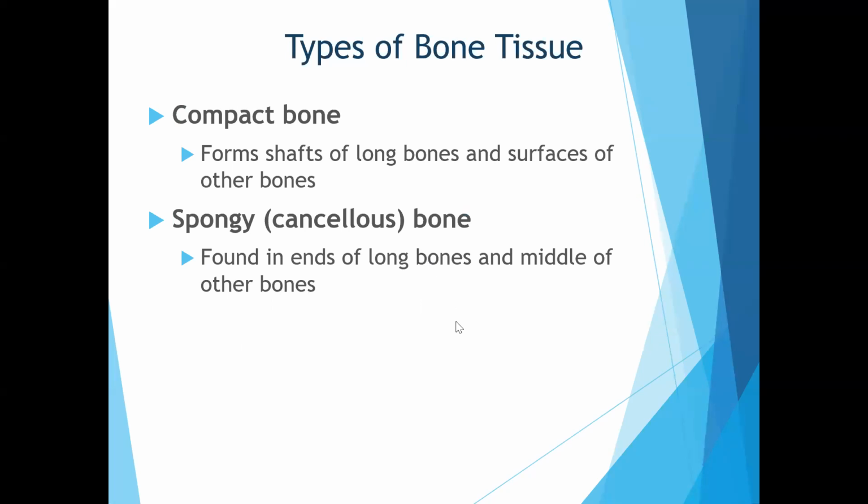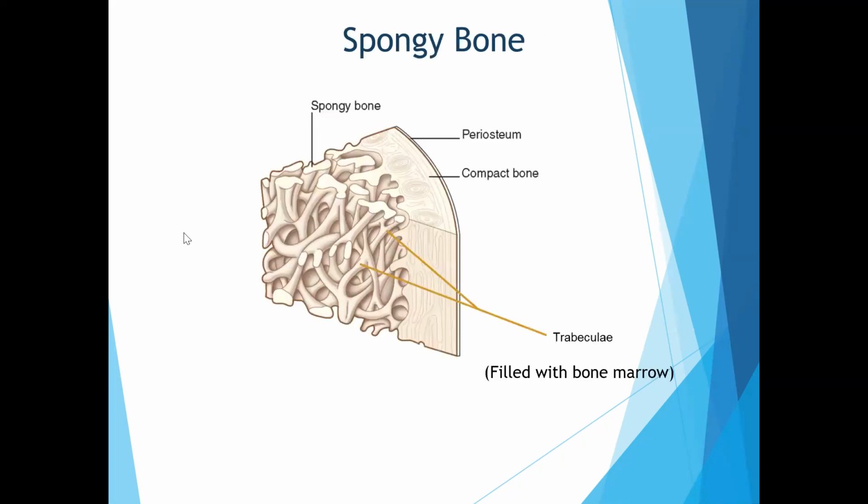All right, types of bone tissue. This is where I was saying we'll get into the differences between compact bone and spongy bone. So compact bone, remember that's the diaphysis, the shaft of the long bone, and surfaces of other bones. So this is super strong and dense. You then have spongy bone, which you may also see called cancellous bone. And this is found in the ends of the long bones, that epiphysis. It can also be found in the middle of other bones.